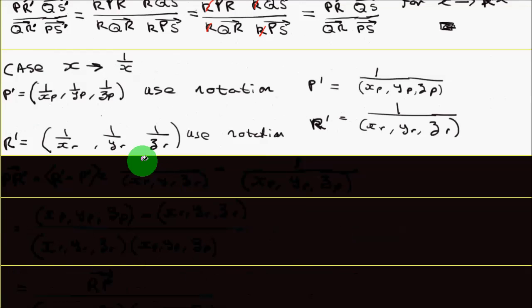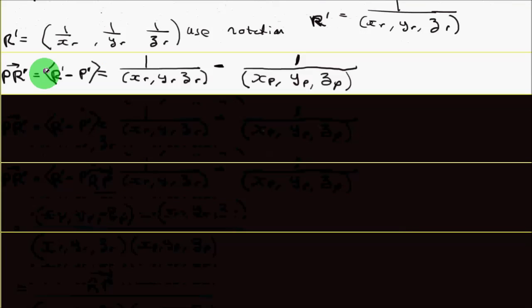For the case of x goes to 1 over x, for notational purposes, the components of the point p primed are 1 over x sub p, 1 over y sub p, 1 over z sub p, and I'm going to use the notation that the point p prime is equal to 1 over the unprimed point p. For the point r prime, the components are 1 over x sub r, 1 over y sub r, 1 over z sub r, and r prime is equal to 1 over the unprimed point r.